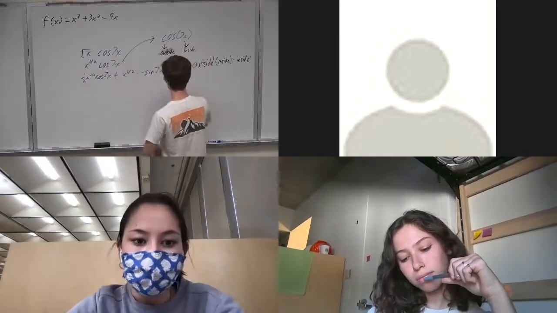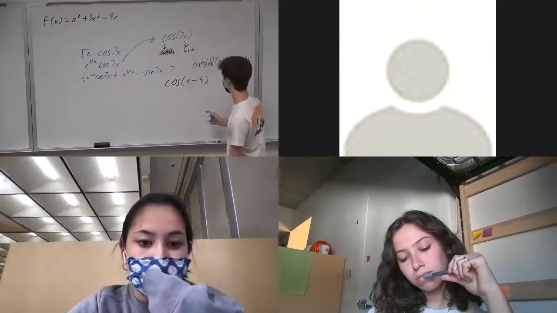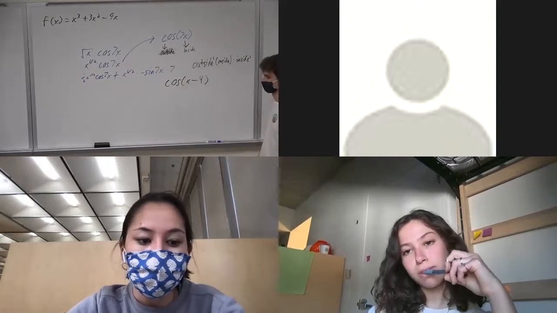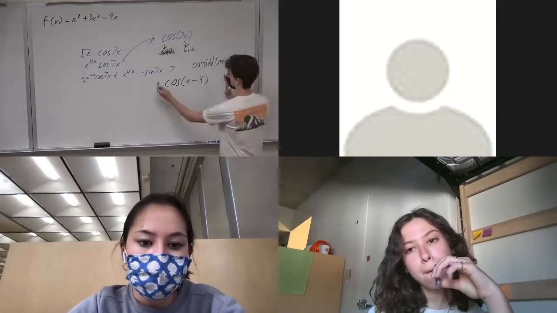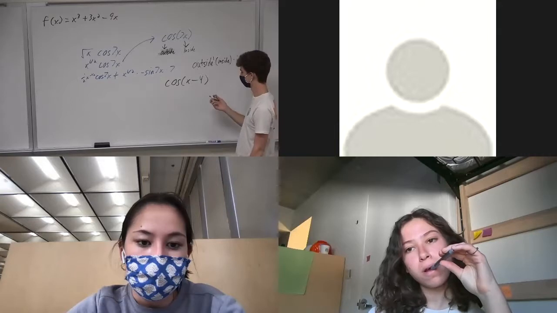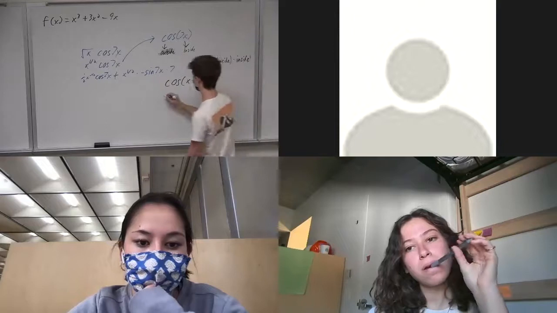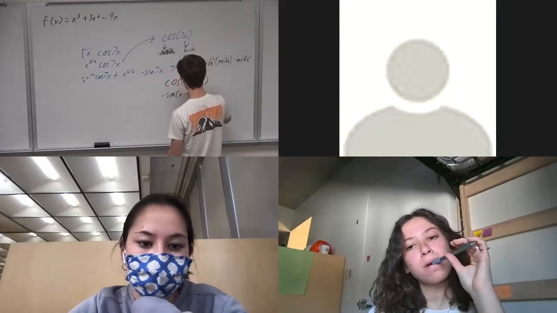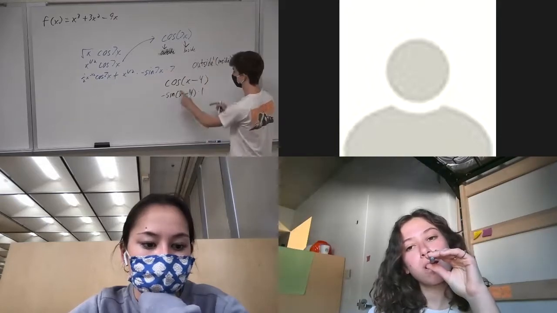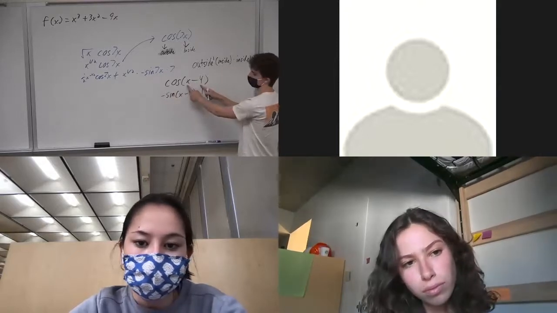However, if you had something like cosine of x minus 4, what do you think the derivative of this is? Negative sine of x minus 4 times 1. So negative sine of x minus 4, times 1, right? Because you take the derivative of the outside, you keep the inside, and then you multiply it by the derivative of the inside. Does that make sense?